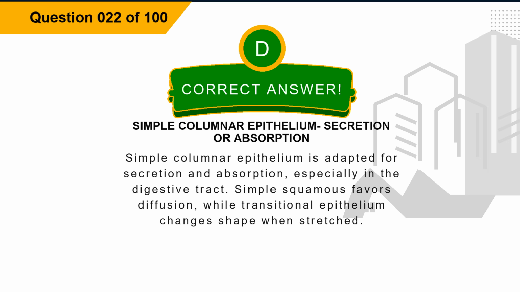Explanation: simple columnar epithelium is adapted for secretion and absorption, especially in the digestive tract. Simple squamous favors diffusion, while transitional epithelium changes shape when stretched.